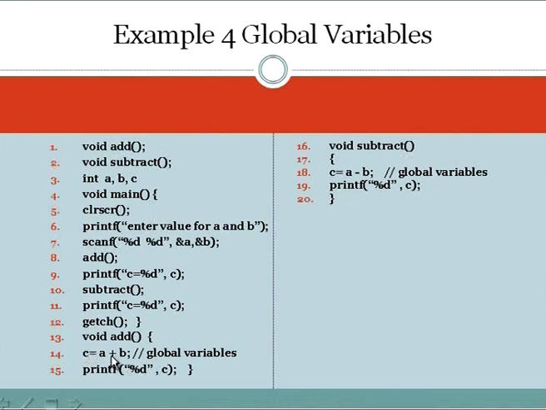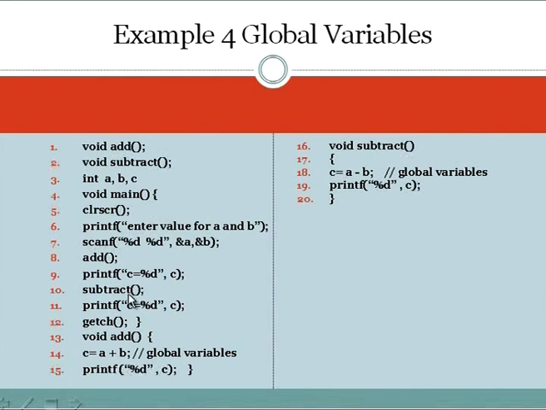Now you should carefully observe in this example that there is no variable a, b and c declared inside the body of add, but even then we are accessing these variables inside the add function. Similarly, when control returns, I display the result held in variable c, though there is no variable c inside the main function.